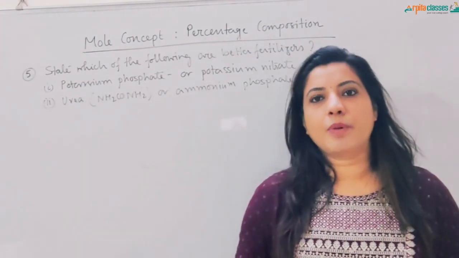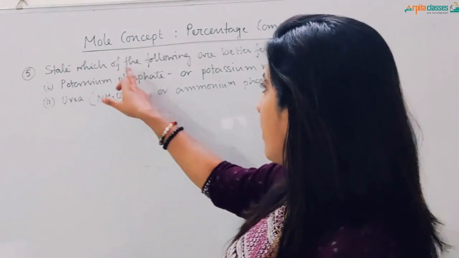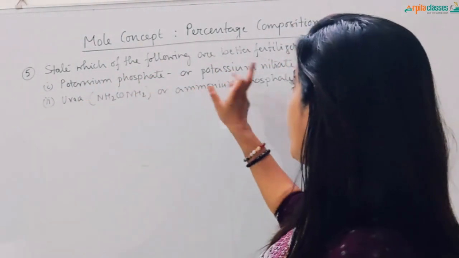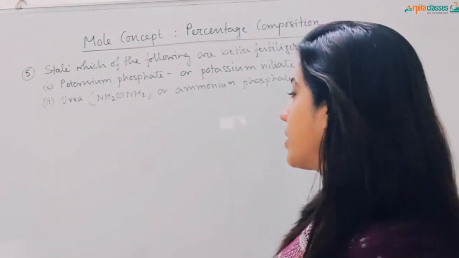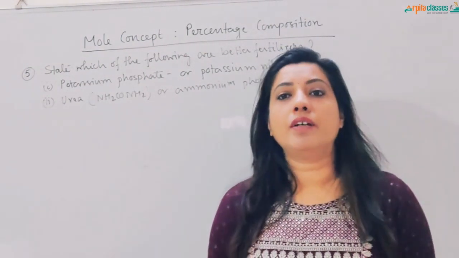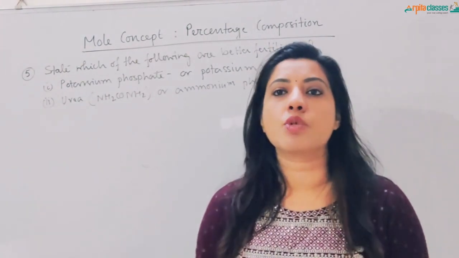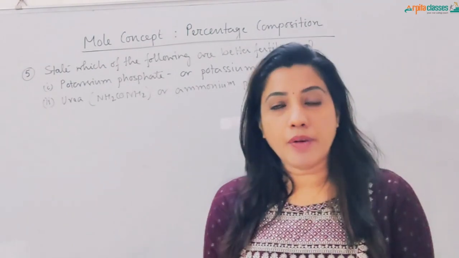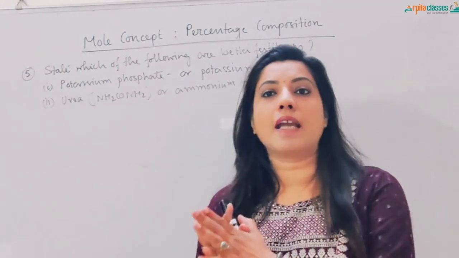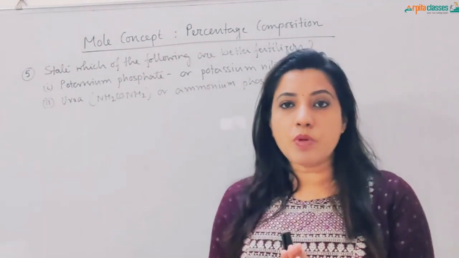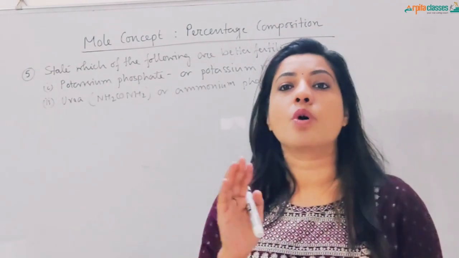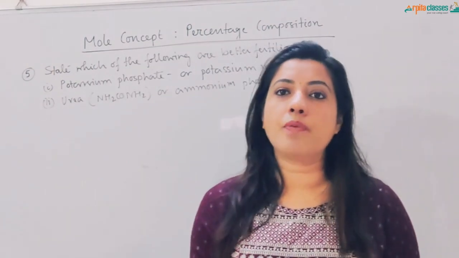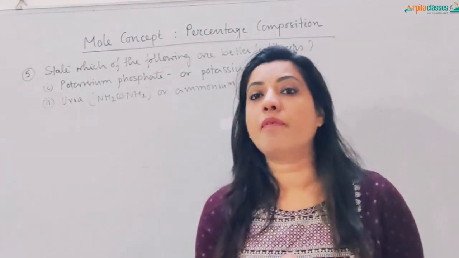So let's start with the next question. Question number 5. State which of the following are better fertilizers, potassium phosphate or potassium nitrate? That is your first question. So to decide which one is a better fertilizer, we have to see the percentage of NPK. N for nitrogen, P for phosphorus and K for potassium. So we have to see which fertilizer contains more percentage of either of these three elements. So that fertilizer will be considered to be the better fertilizer.